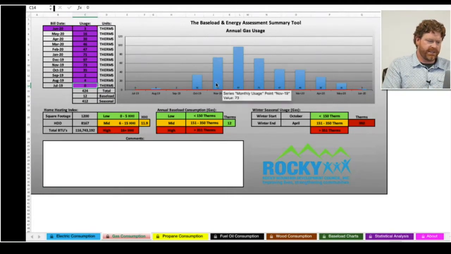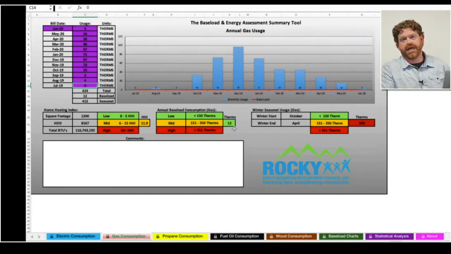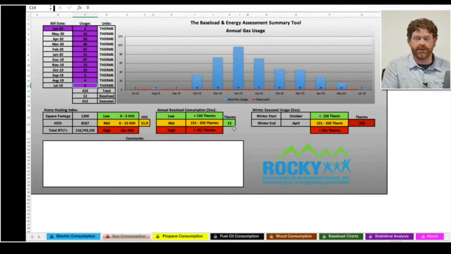And you can see here that our base load consumption for gas is very, very low, which we can infer means that they do not have a lot of gas appliances contributing to base load, which leads us to believe that perhaps they don't have a gas dryer or a gas water heater. But you can see that we do have high gas use for the heating.